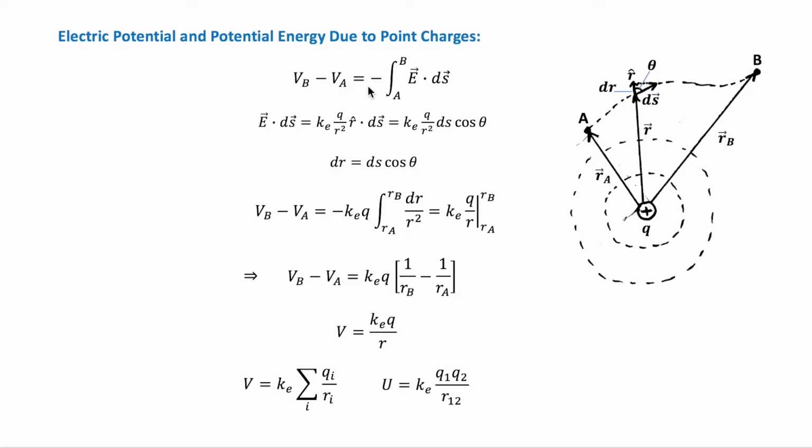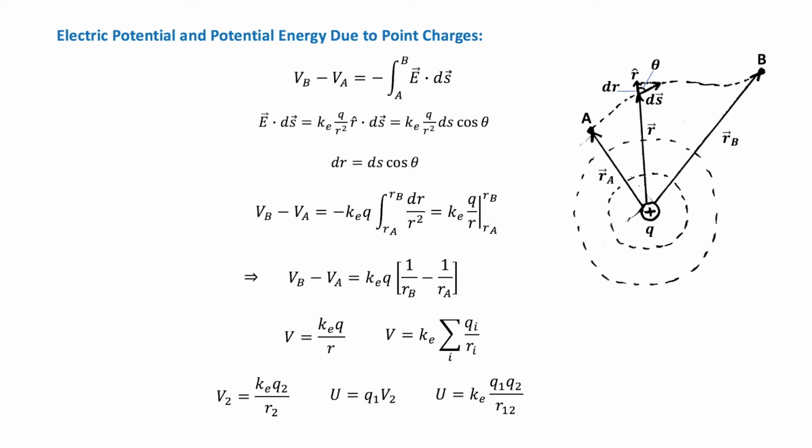So VB minus VA is minus the integral from A to B of E dot ds. And in this case, for a point charge, we know that E is equal to KE Q over R squared times r-hat, which is the radial unit vector, dot ds. And r-hat dot ds is equal to ds cosine theta, and this is equal to dr. So dr is equal to ds cosine theta. And so this gives the expression for VB minus VA is equal to KE Q times (1 over RB minus 1 over RA).